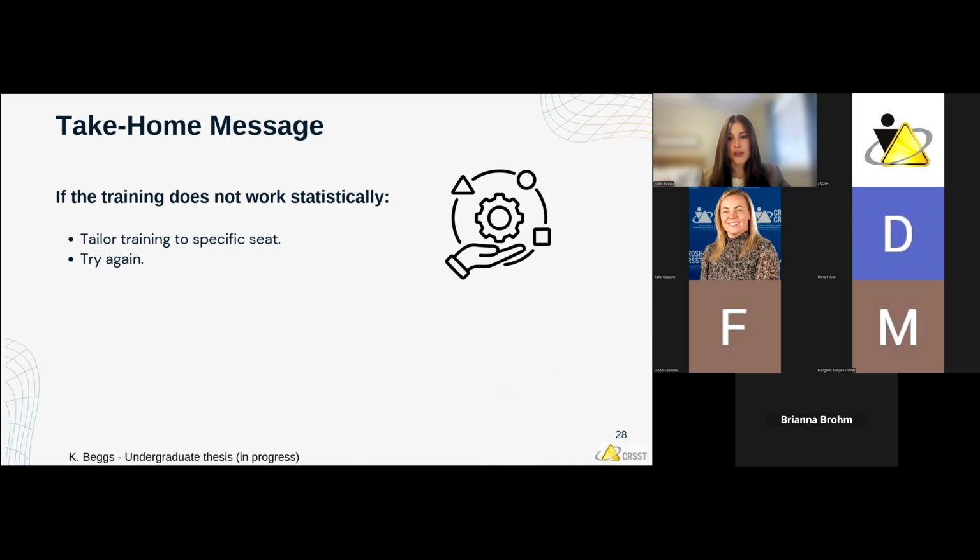On the research end, we would tailor the training to specific seats and focus on refining the areas people tend to struggle with and retest it. In general, future trainings may need to be tailored to specific seat models, control layouts, suspension mechanisms, all of that, which may require greater involvement from manufacturers.